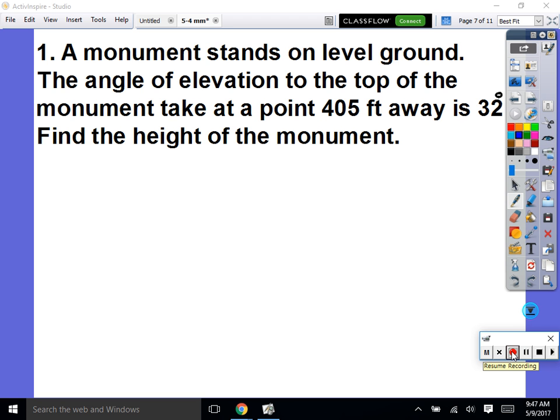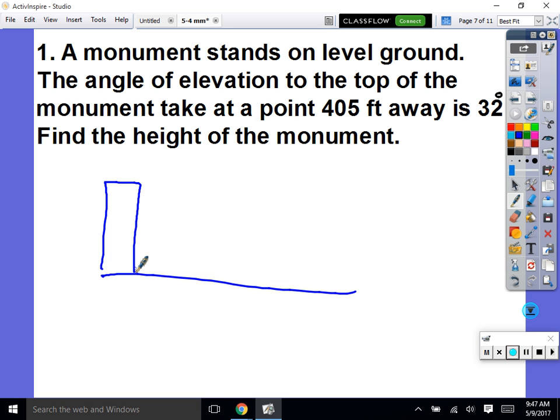Everybody listen. This lesson is super easy. You have to think about it in the real world. How do I draw a real picture of this? Just think about it. So it says, a monument stands on level ground. So I'm going to draw that. Okay. Here's the ground, a monument. So I'm just going to draw like a square. Does everybody see why I would draw it like that? It's literally drawn like the real world.